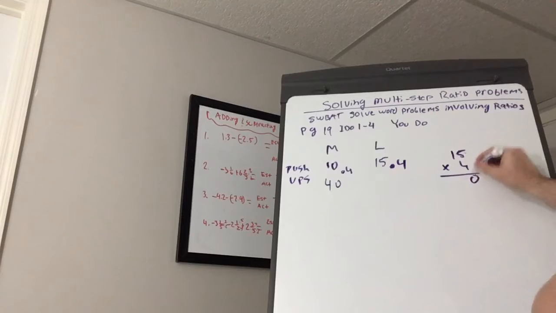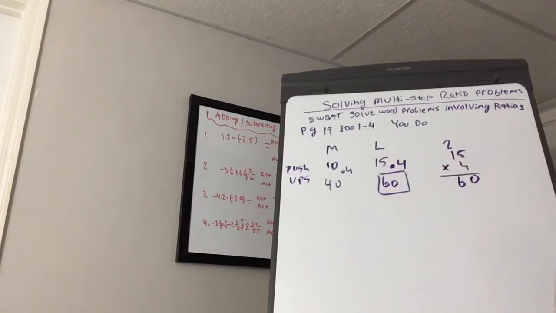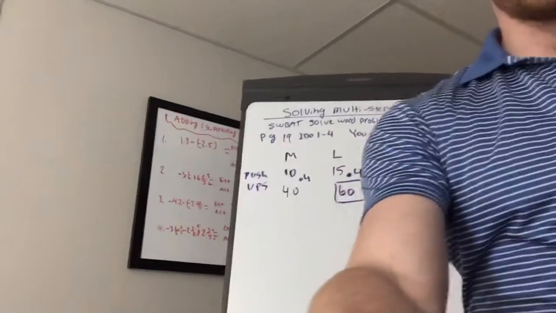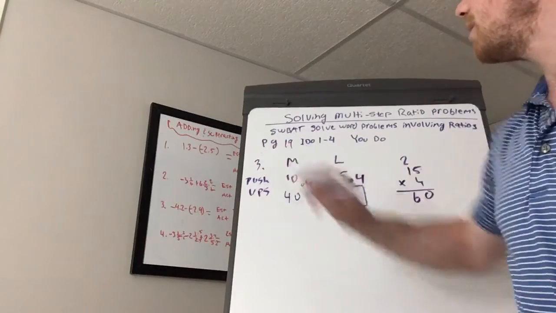4 times 5 is 20. 4 times 1 is 4, plus 2 is 6, so you end up with 60. It's really that simple, guys. All you got to do is figure out what it's increasing by. So this was number 3.